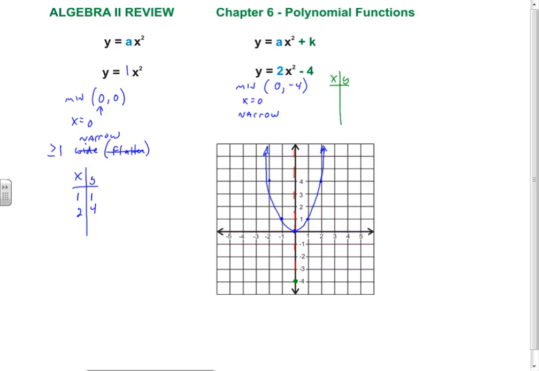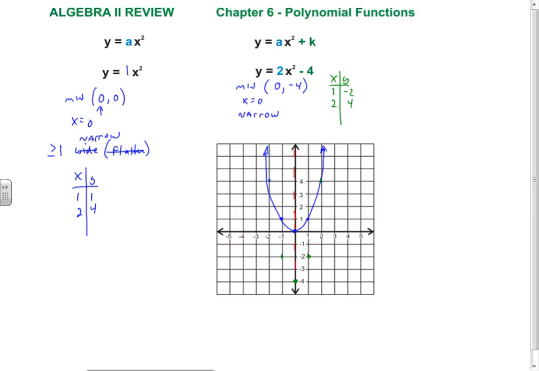Okay, so I'm already at 0, so I will use 1, putting in 1 for the x value. 1 squared is 1 times 2 is 2. 2 minus 4 is a negative 2. So I have the point 1, negative 2. And I go on the other line of symmetry and the point negative 1, negative 2. I'll do 2. 2 squared is 4. 4 times 2 is 8. 8 minus 4 is 4, and I have the point 2, 4.